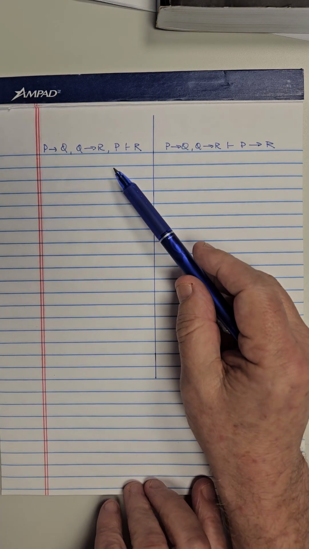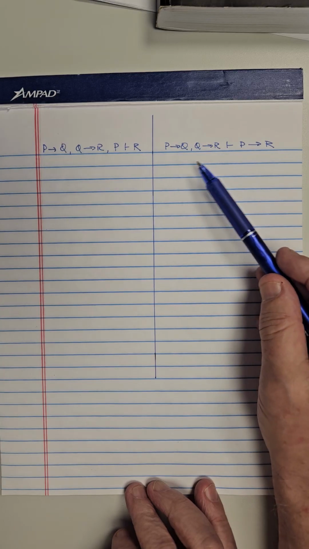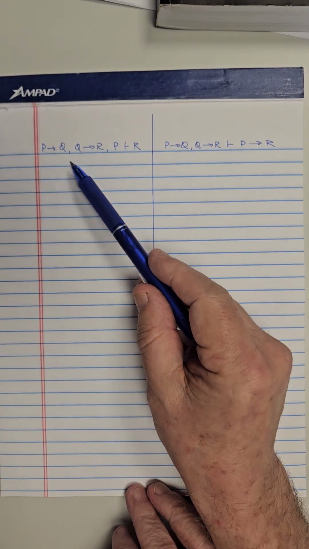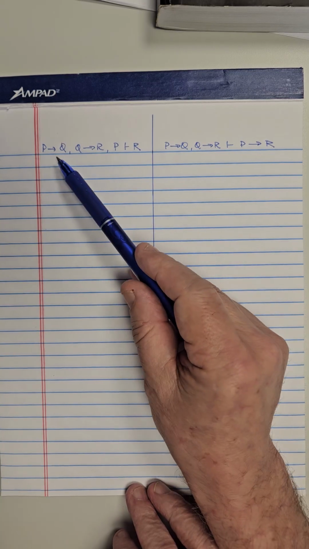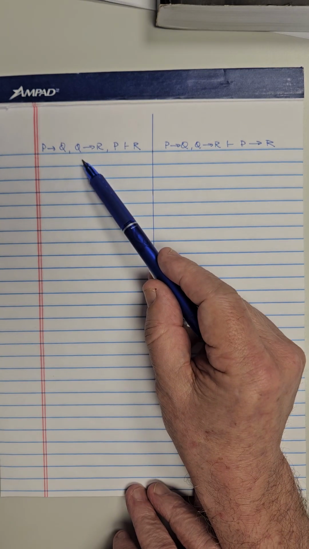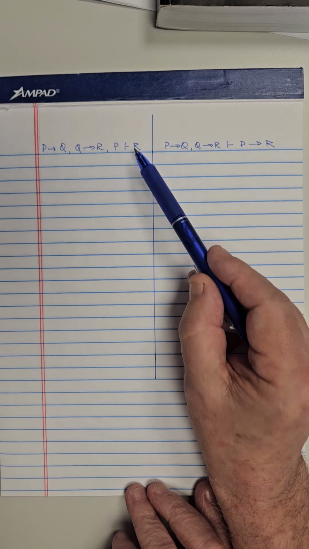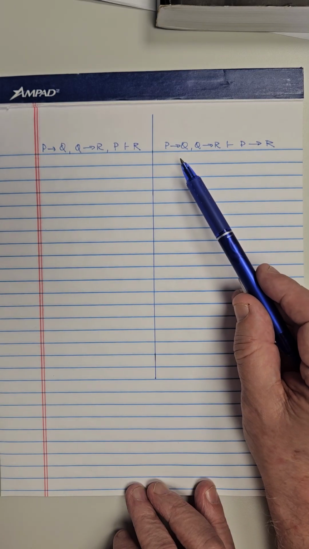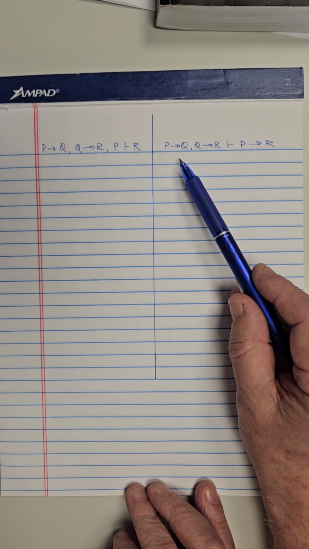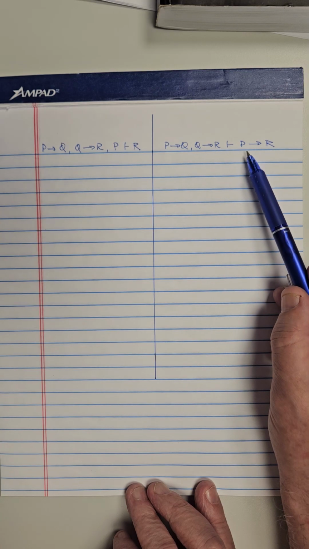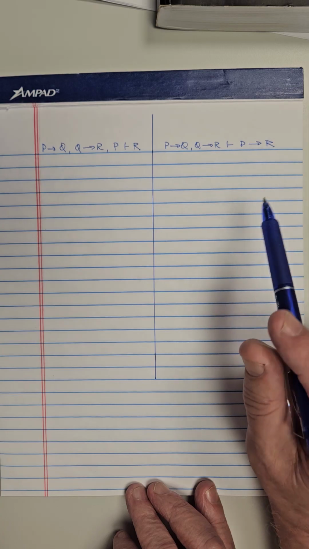So here are two sequences which are very similar. The one on the left has three premises: if P then Q, if Q then R, P, therefore R. The one on the right has the same first two premises, if P then Q, if Q then R, then the conclusion is if P then R.